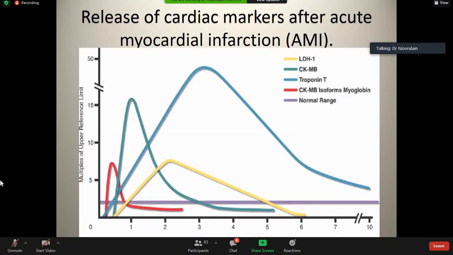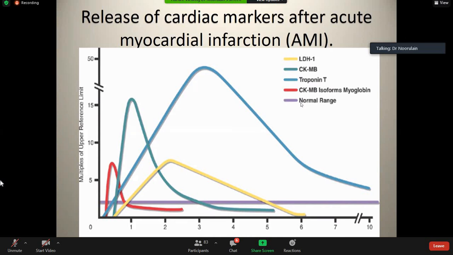Okay, there are some releases of cardiac markers after the acute myocardial infarction. What are these markers? What is the more important marker in the myocardial infarction? Okay, these are the CK-MB. Right, very good.